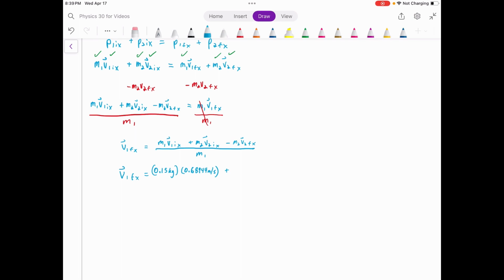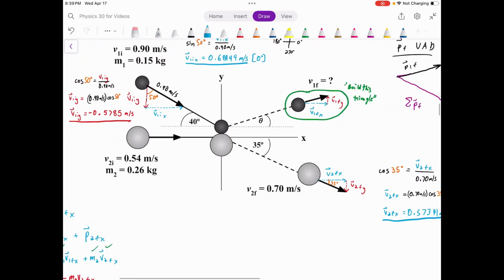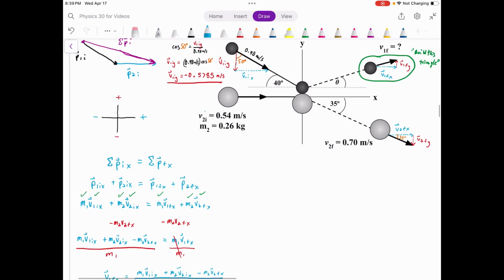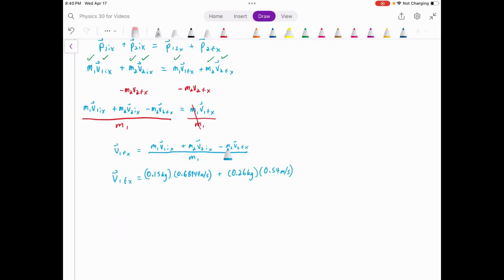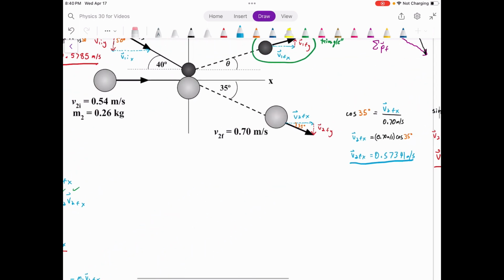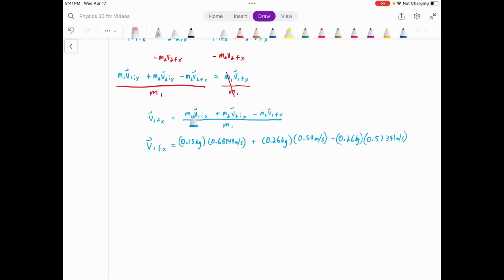Do the same for mass 2 times our V2 initial x, but V2 initial x is just V2 initial. It's entirely in the x-axis. All x, no y. So we can just do 0.26 kilograms times 0.54 meters per second. And then we've just got to subtract mass 2 times V2 final's x component, which we found here by separating this into its x and y components. So 0.26 kilograms times that x component velocity. So there's our numerator, and now we just have to divide it by mass 1, so divide by 0.15 kilograms.